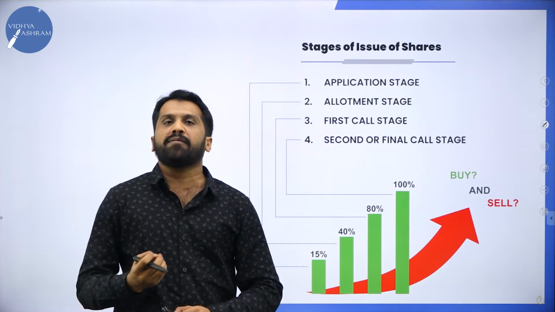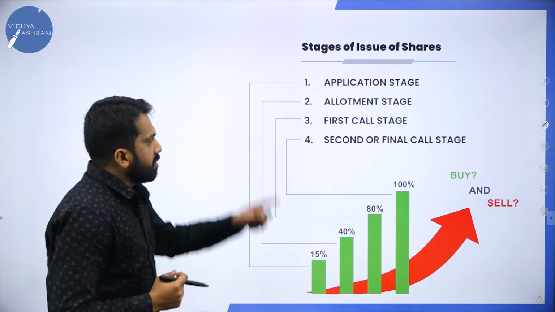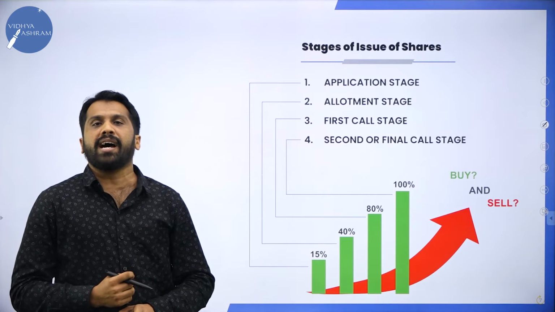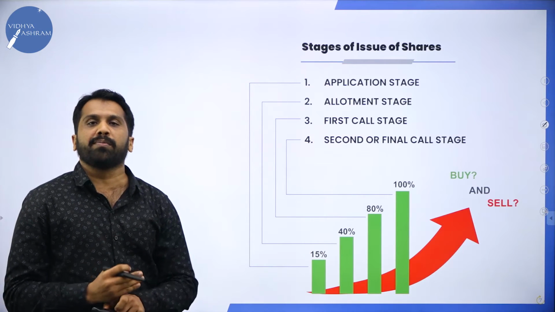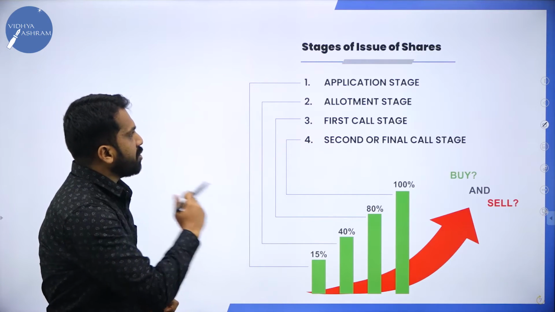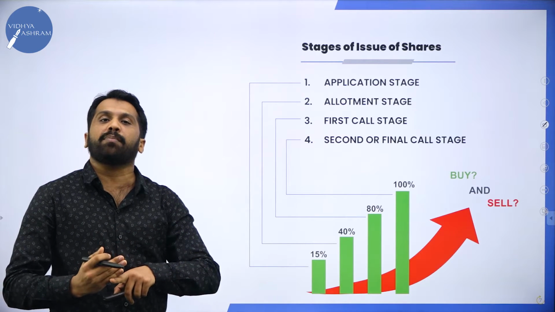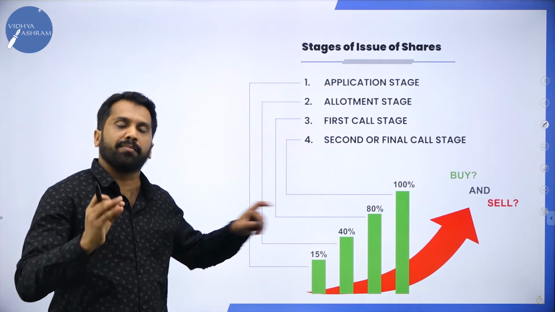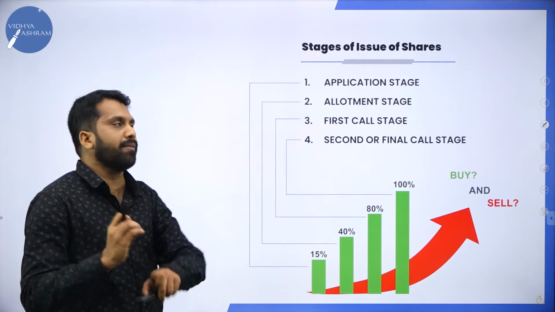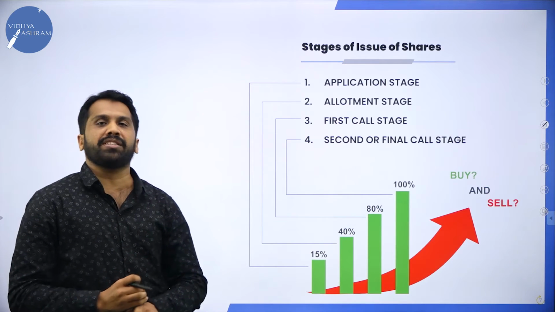So this is called kinds of issue of shares. Now, stages of issue of shares. What are the stages you have? You will understand better while doing problems. These are the stages we have. With the help of journal entries, I will explain while doing problems, but I will give you a brief idea about what the stages are.